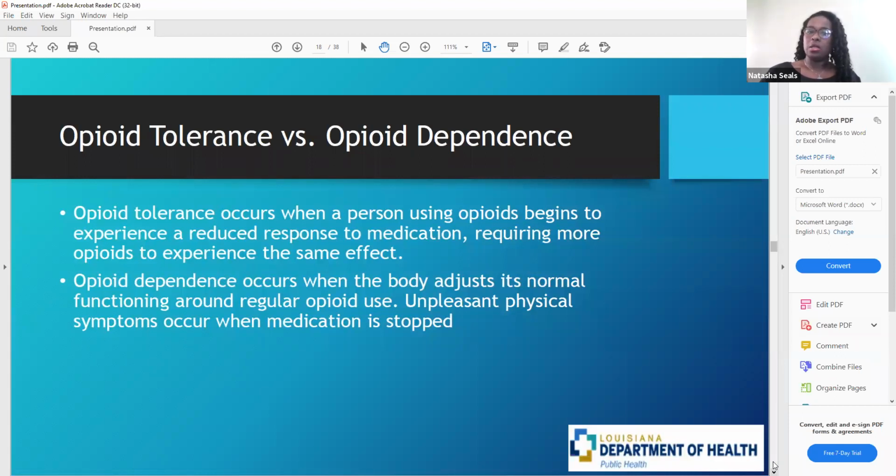That's tolerance. Dependence occurs when the body adjusts its normal functioning around regular opioid use. Unpleasant physical symptoms occur when the medication is stopped. Essentially for this, we can use that same medication. We're taking Norco, been taking it for a long time. And the thought is that when you remove that person from Norco, they're going to get such unpleasant physical symptoms that it's going to be unbearable for the patient. That is dependence. Physical dependence does not necessarily equal addiction, but it can lead to one. Next slide.